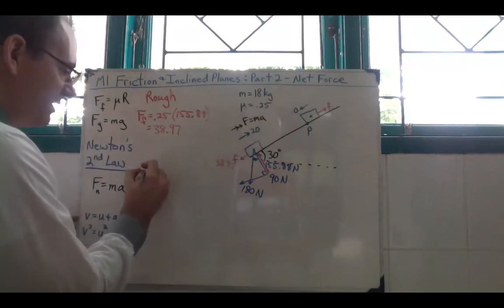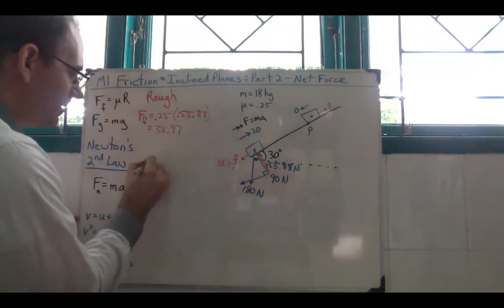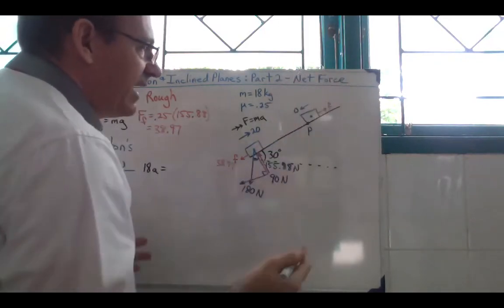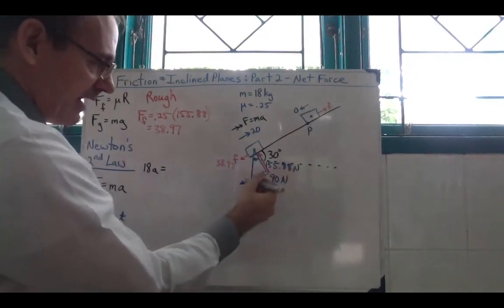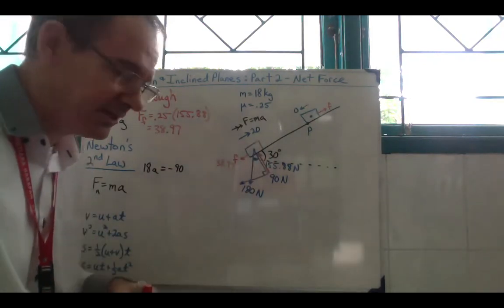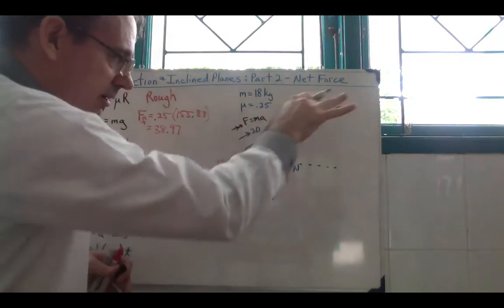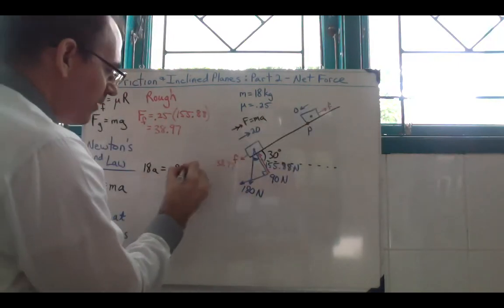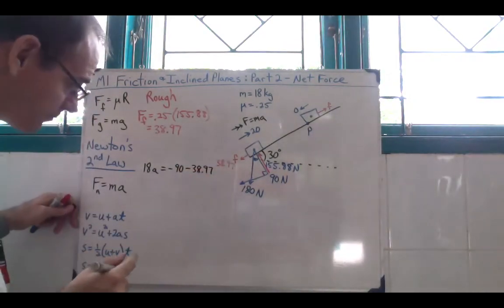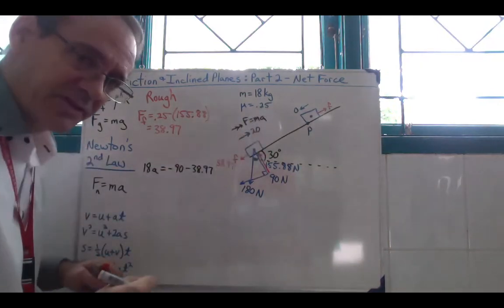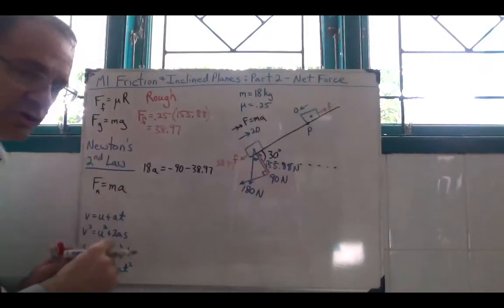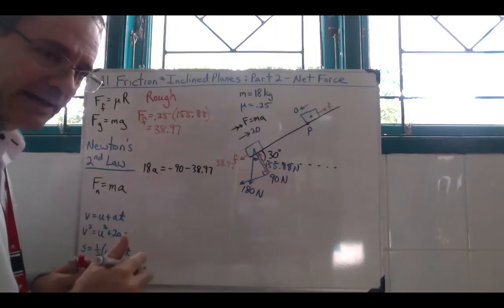So mass is 18, A, we don't know the acceleration, equals the net force. So that means the 90 coming down, which I'm going to make negative because it's working against our direction. The gravity is working against our motion forward. So negative 90, and also a negative 38.97 is equal to mass times acceleration. So what we're doing is combining resultant force with Newton's second law into an equation.